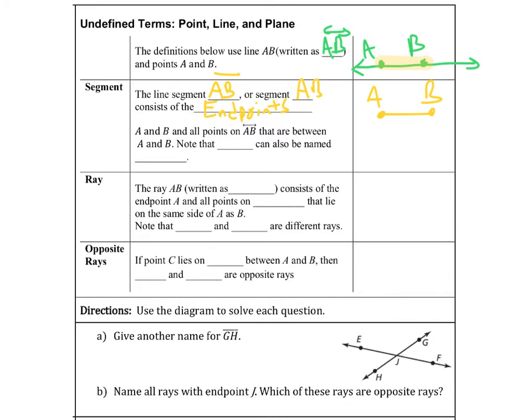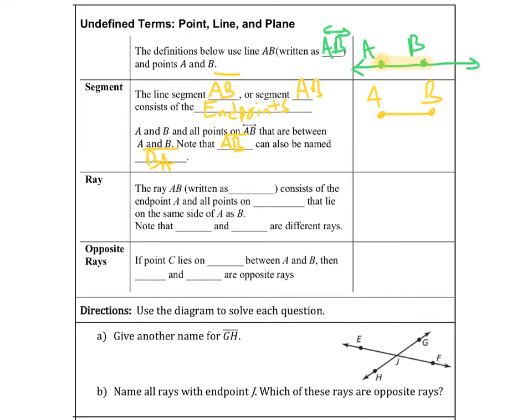So note that this line segment AB can also be called BA. Doesn't matter the order. Order doesn't mean anything here because we can start at A and end at B or vice versa. Now, we can also talk about a ray.